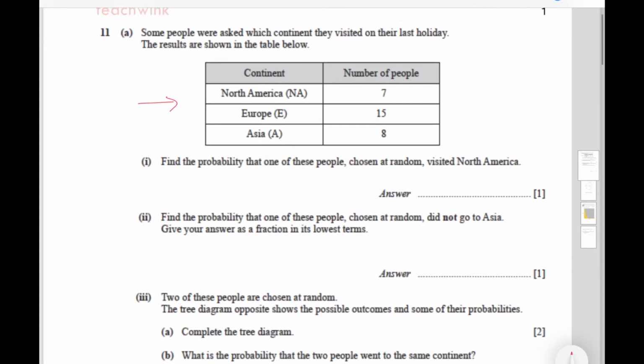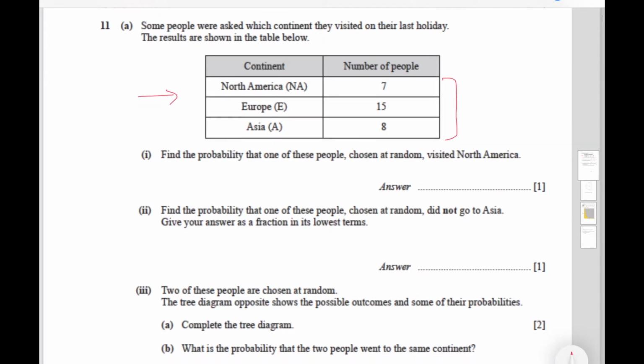So first of all, let's add all of these frequencies up. 7 plus 15 is 22, 22 plus 8 is 30. And if they chose North America, that becomes 7 over 30. That's the first probability, 7 over 30.